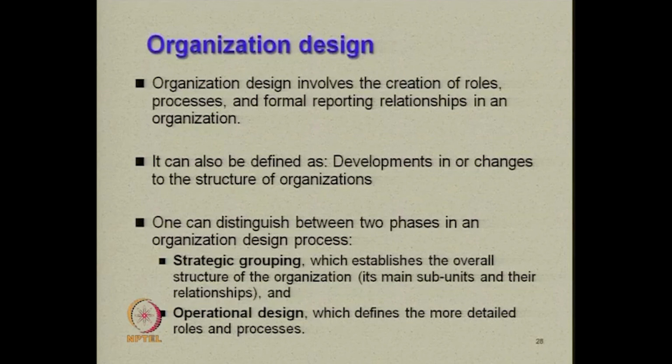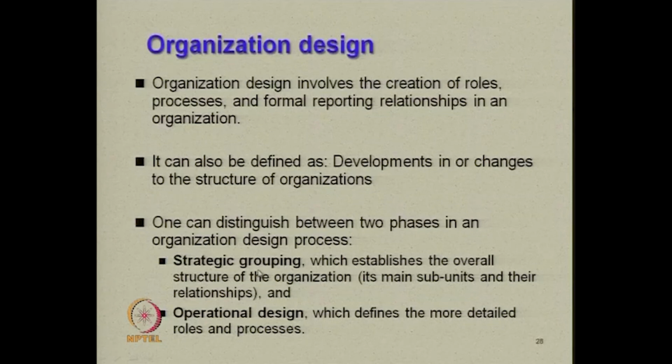You alter the levels of hierarchy from 16 to 12, the processes will undergo a change. You alter the number of people in a group, the processes will change. You alter the technology, the processes will change. So, one can distinguish between two phases in an organization design process. One is the strategic group and the other is the operational group design.